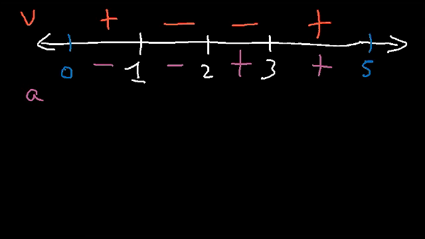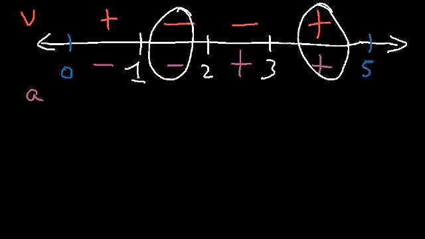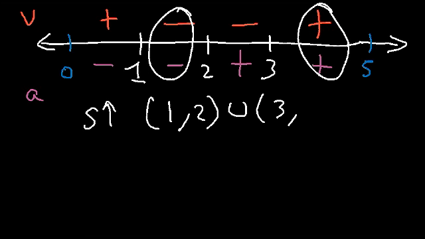Now remember, it's speeding up when acceleration and velocity have the same sign. So that's between 1 and 2 and 3 and 5. So we can write it like this, 1 to 2, and then union 3 to 5. Now 5 is included.